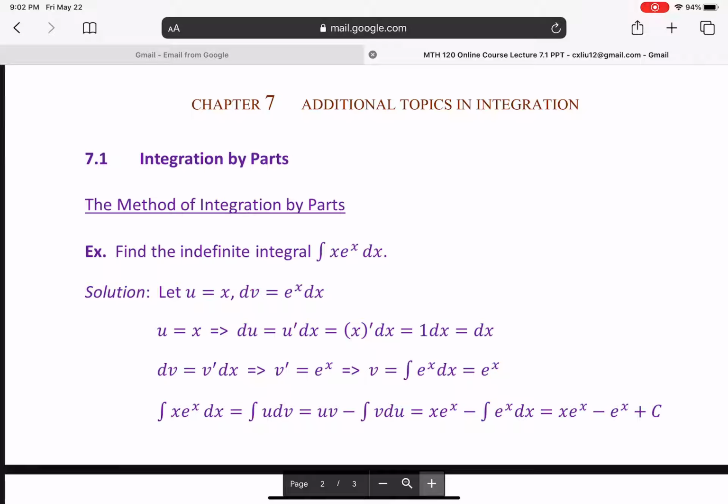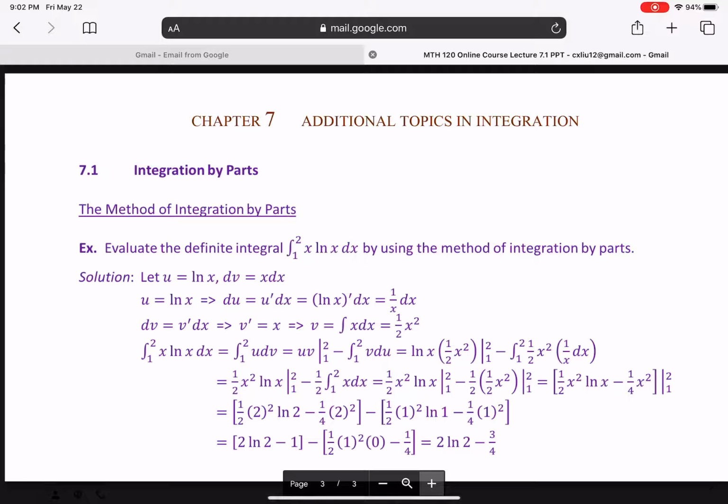So now use the method of integration by parts. We get the integral of x e to the x, or u dv, equals uv minus the integral of v du. Plug in u, v, and du. We get x times e to the x minus the integral of e to the x. So the final answer is just x e to the x minus e to the x plus c.